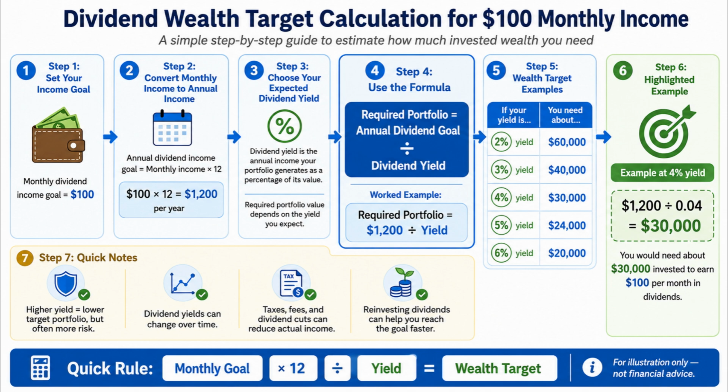First, we begin by setting the monthly income goal. In this example, the target is $100 per month in dividend income. This means the investor wants their portfolio to generate $100 every month without selling shares.